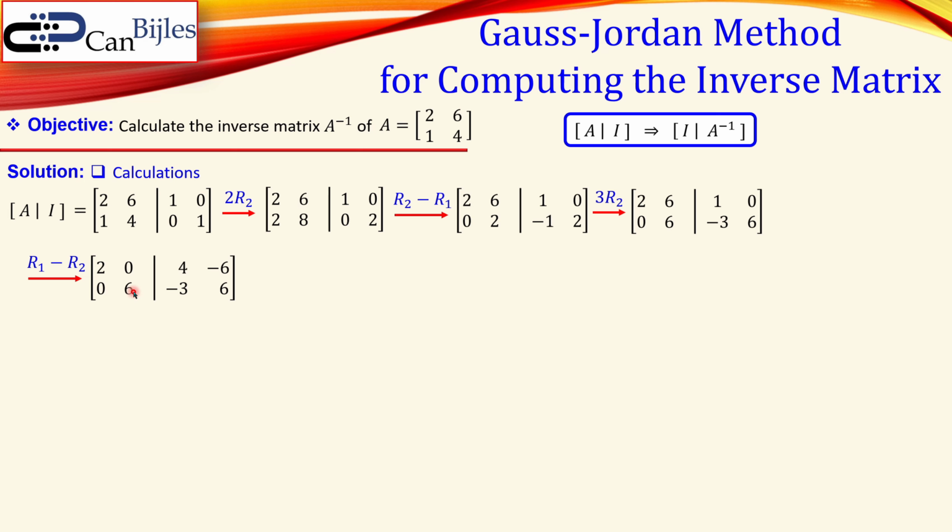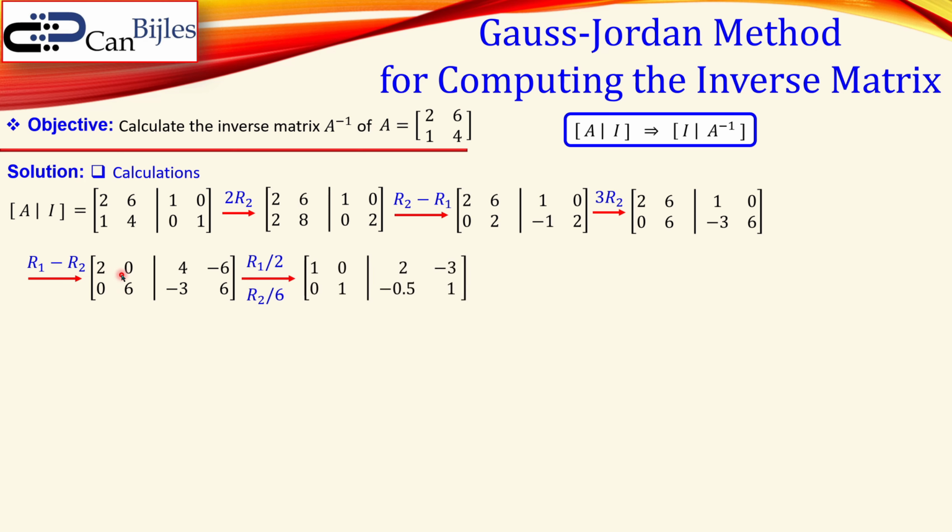So that can be done pretty easily by dividing this by 2 and this by 6. And this is what we now do here: row 1 by 2 and row 2 by 6. Now you get the following result.